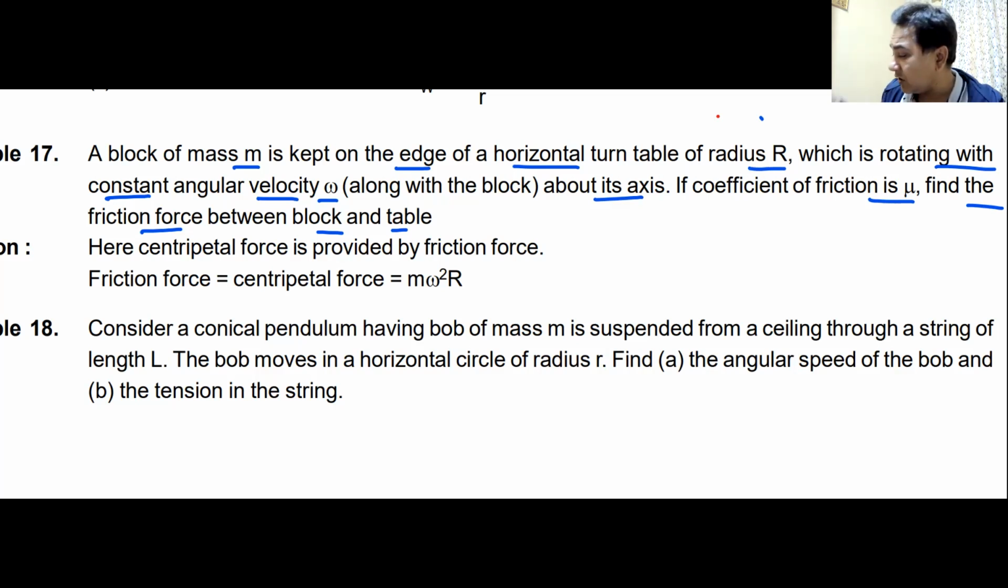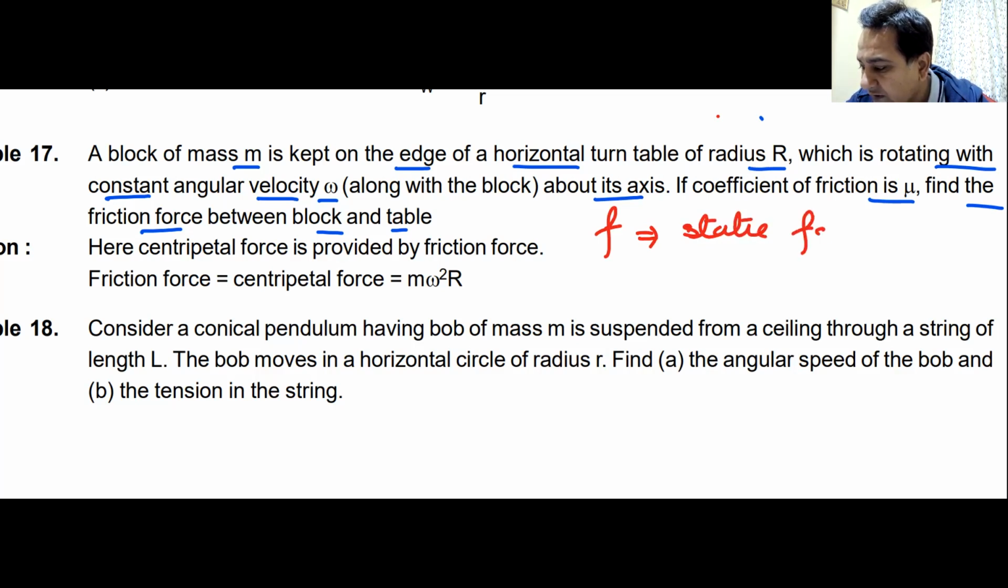Here, this block is moving along with the turntable. There is no relative motion between the block and the turntable, and therefore the friction that happens between this block and the turntable, the frictional force F, is static friction, and I will call it Fs.